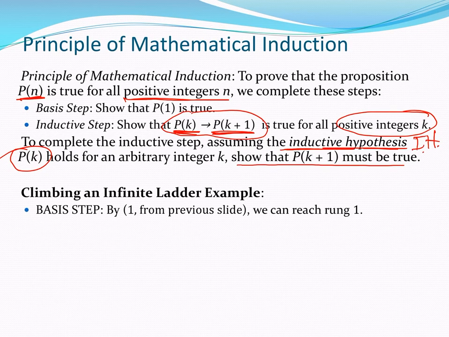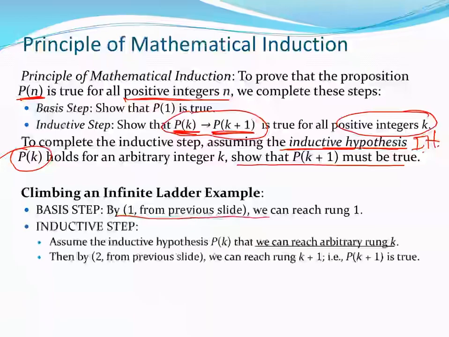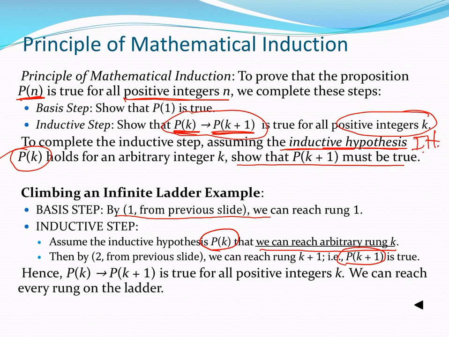So for our previous example, the basis step is by noting that we had a statement, number 1, that we could reach rung number 1. And then for the inductive step, we had said if we reach P(k), we can reach the next rung on the ladder, so that P(k+1) is always true if P(k) is true. That means P(k) implies P(k+1) for every positive integer k. That means we can reach every rung on the ladder.